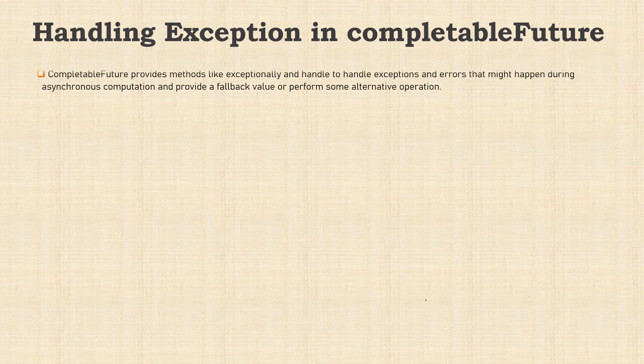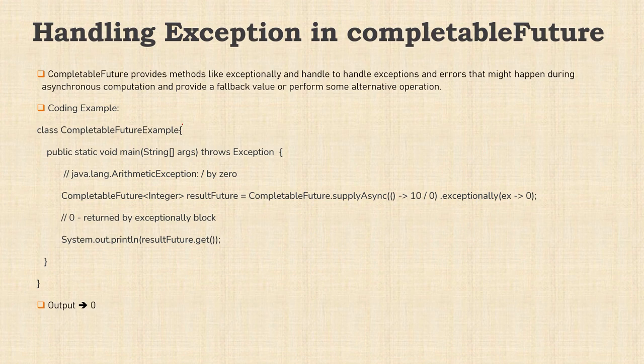Let's move to the next topic, handling exceptions. Yes, it's possible to handle exceptions in CompletableFuture. We'll try to understand how we can do it. CompletableFuture provides a method called exceptionally. This method handles exceptions and errors that might happen during asynchronous computation, and provides a fallback value or performs some alternative operation.